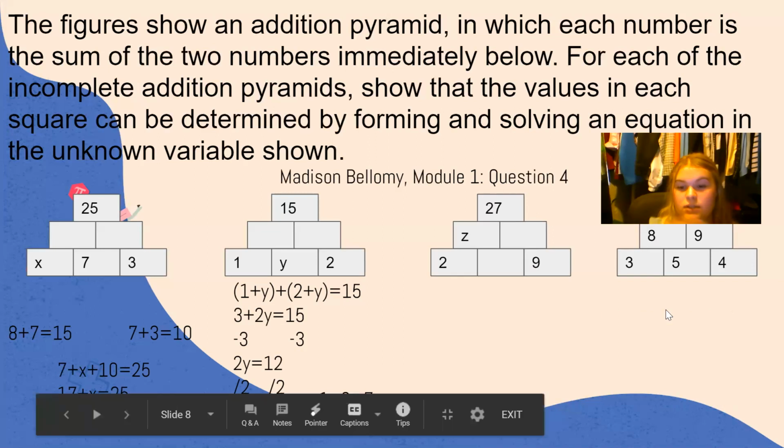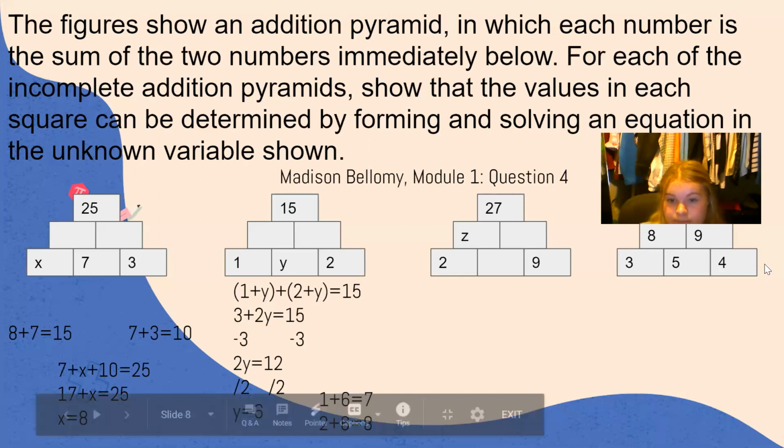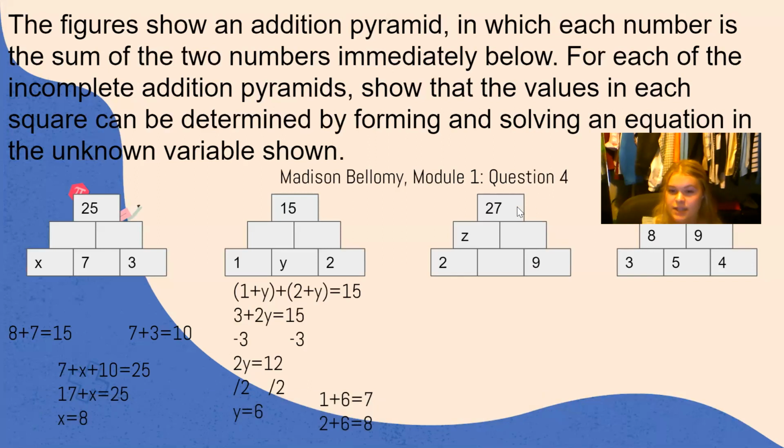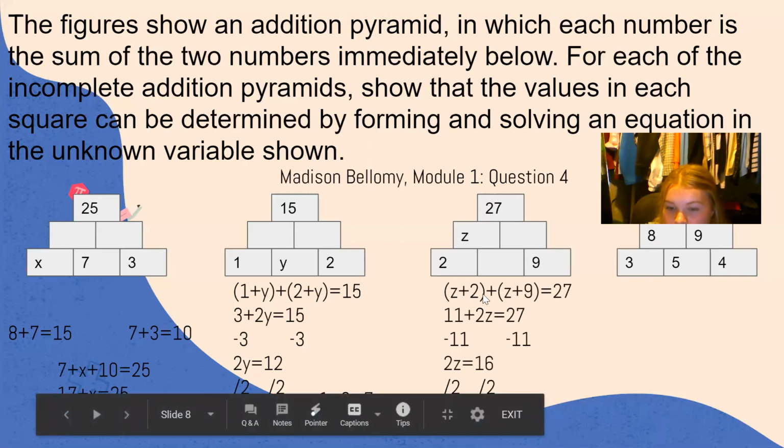For our last equation, for our addition pyramid, we are going to do the same thing that we did for pyramid 2. In pyramid 3, again, we have a variable and we have 2 missing boxes. So it's fair to say 2 plus z is equal to the left-hand box up here. And 9 plus z is equal to this right-hand box. So to equal 27, we would say z plus 2 plus 9 plus z is equal to 27. So let's look at that. We have our z plus 2, we have our z plus 9, and we have it equal to 27.